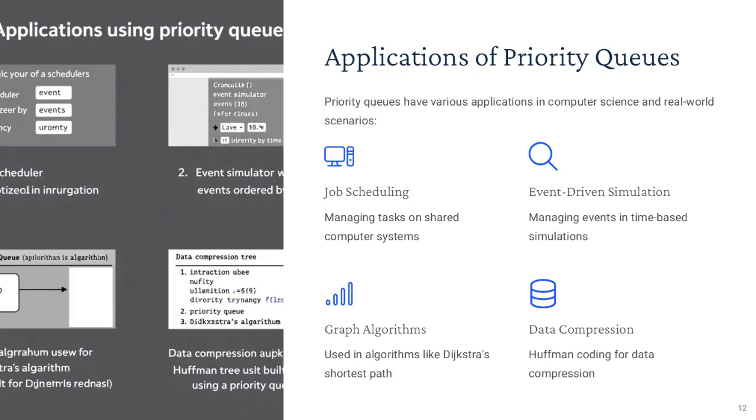In graph algorithms, priority queues play a critical role. For example, Dijkstra's shortest path algorithm uses a min priority queue to repeatedly extract the vertex with the smallest tentative distance, enabling efficient path finding. Another notable use is in data compression algorithms like Huffman coding, where priority queues help construct optimal prefix trees. These examples highlight the versatility and importance of priority queues across a wide range of domains.